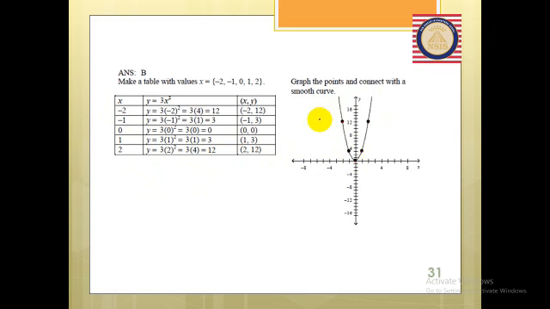So it's this curve. So my answer is B. My answer is B. Okay, it's a so easy one.